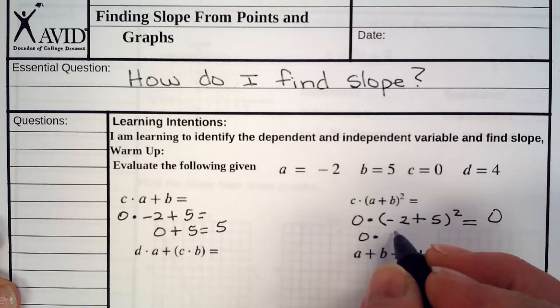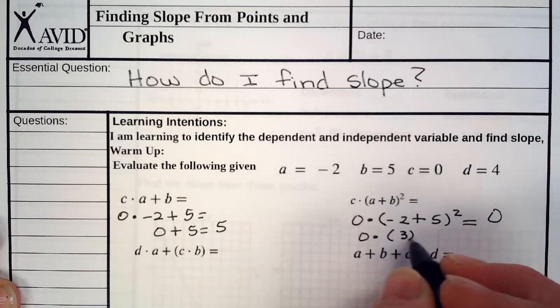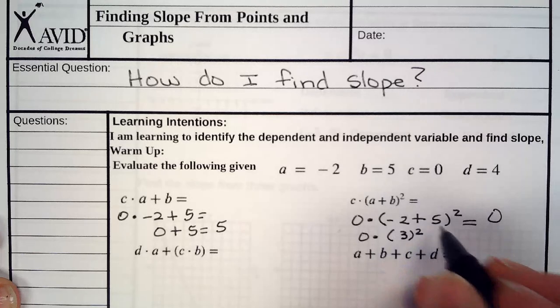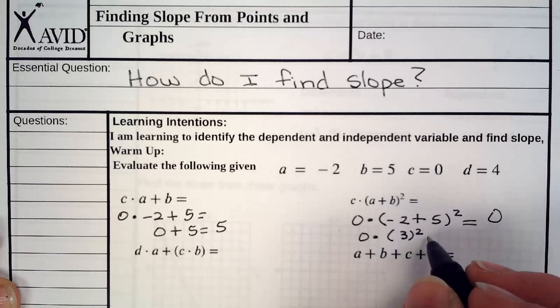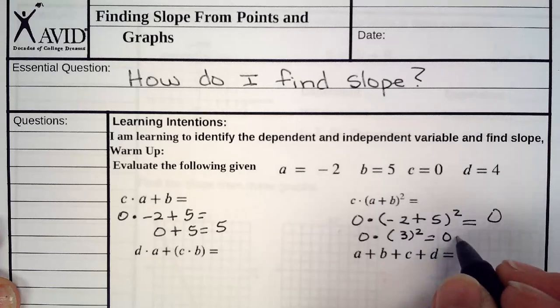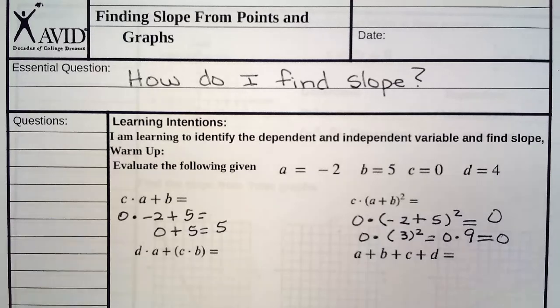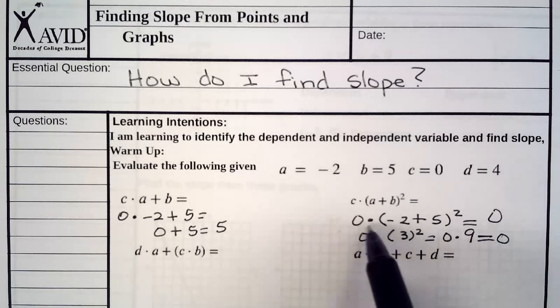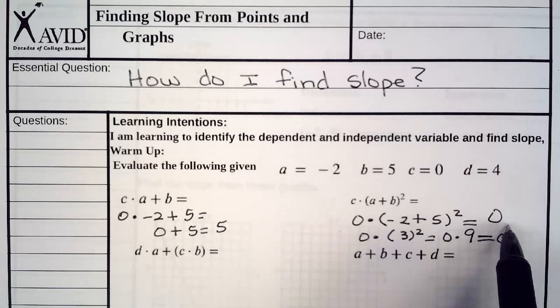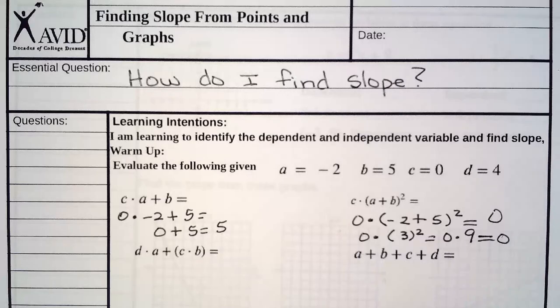0 times 3 squared, since -2 plus 5 is 3, which is 0 times 9. 3 squared is 9, which is equal to 0. So as you're applying all the rules and stuff, also apply common sense. If I know up here that when I multiply by 0, I end up with 0, I can save myself some work.